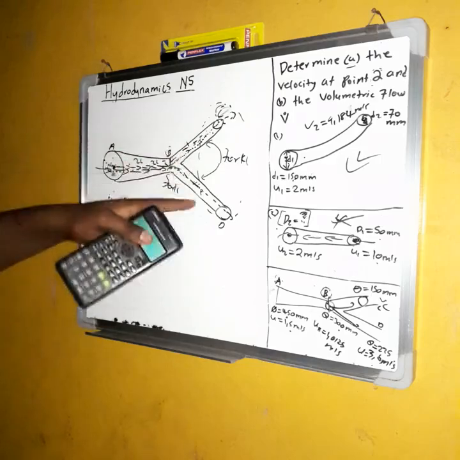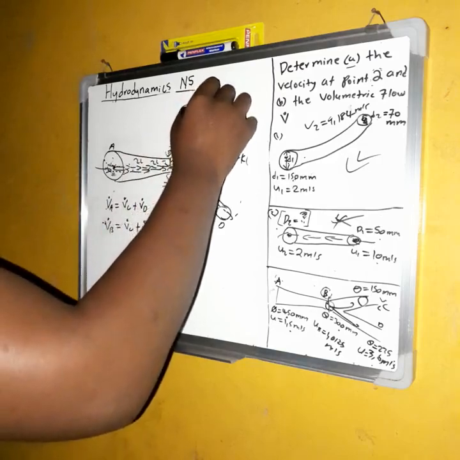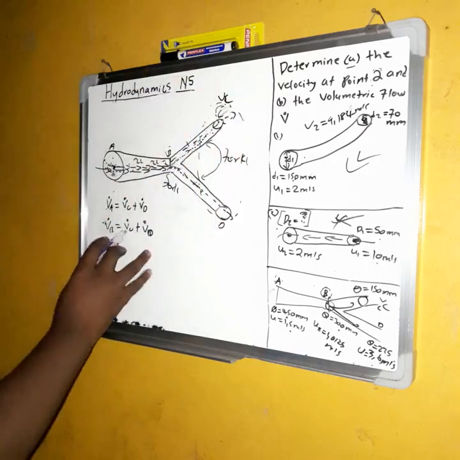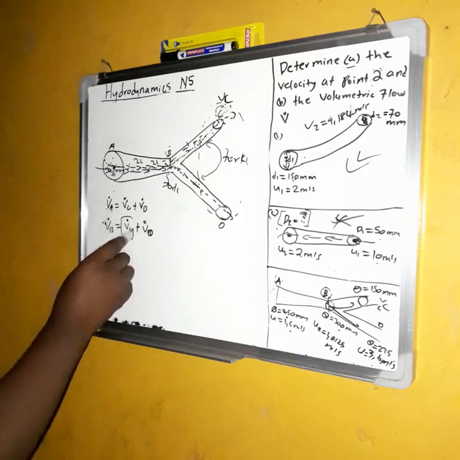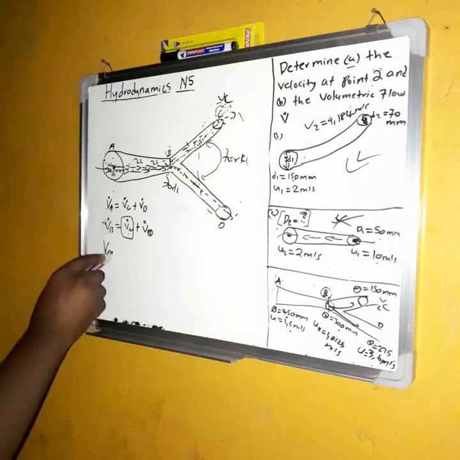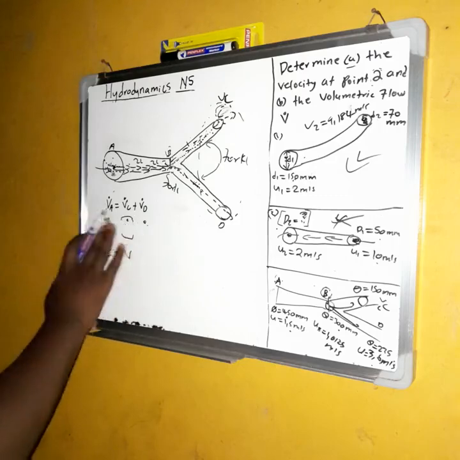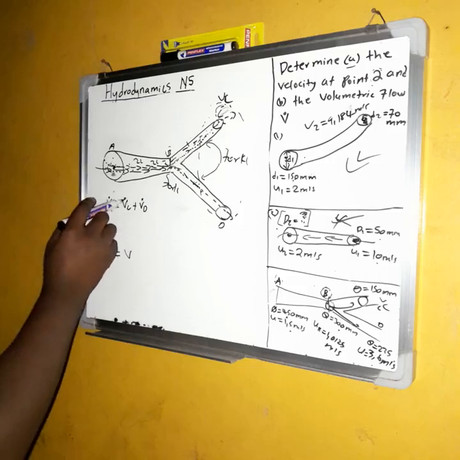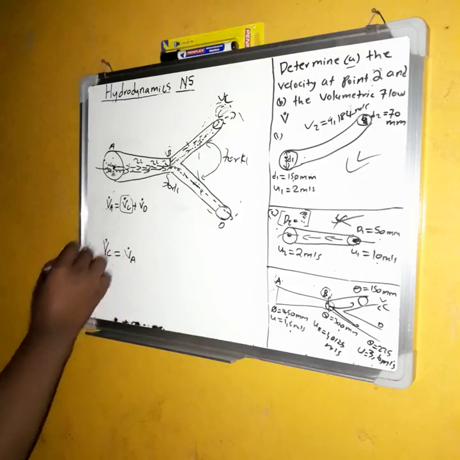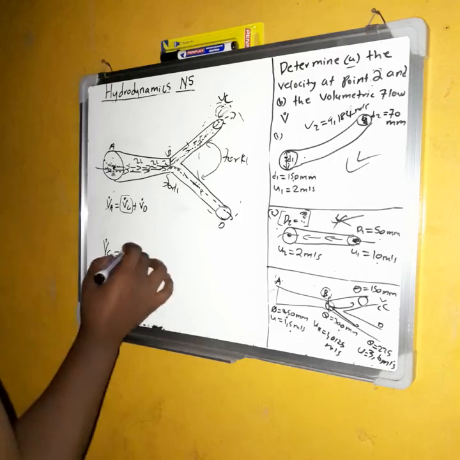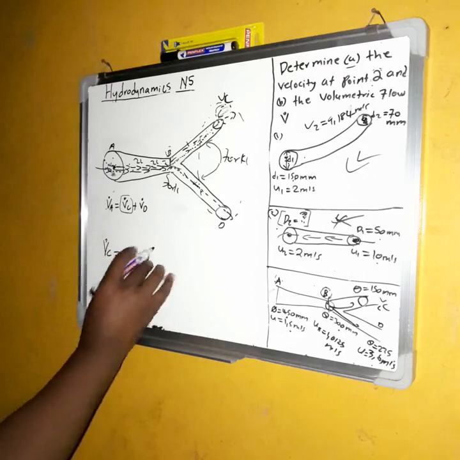You can apply this formula, but here we want the velocity at C. We can make this the subject, so VC must be equal to... You can use the formula on top and make the volumetric flow at C the subject, which will be the volumetric flow at A minus the volumetric flow at D.